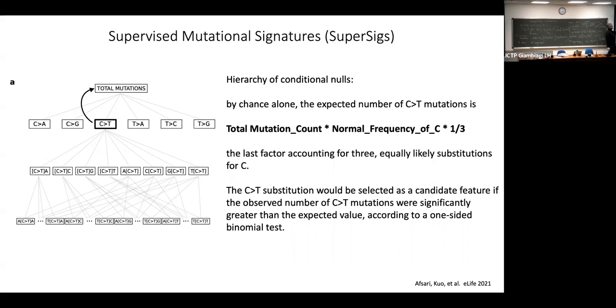All right, so then you can say, well, let's play this game again. And now, given there is a C-to-T mutation.